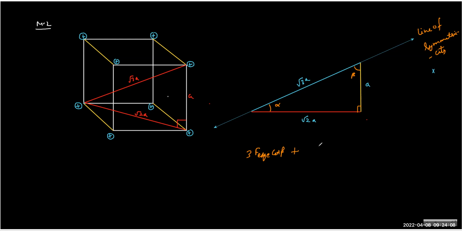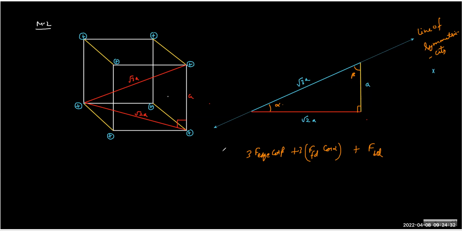What is next? The face diagonal. You can see the face diagonal and the line of symmetricity make alpha angle. So this must be F face diagonal cos alpha, but this will also repeat 3 times, right? And the one force which will not repeat is the body diagonal, because that's the only single force.